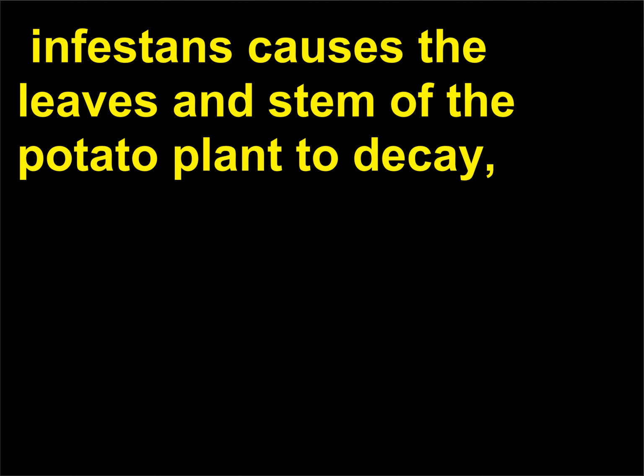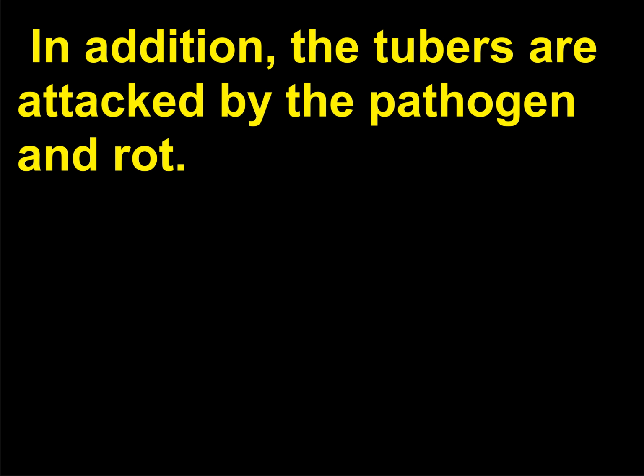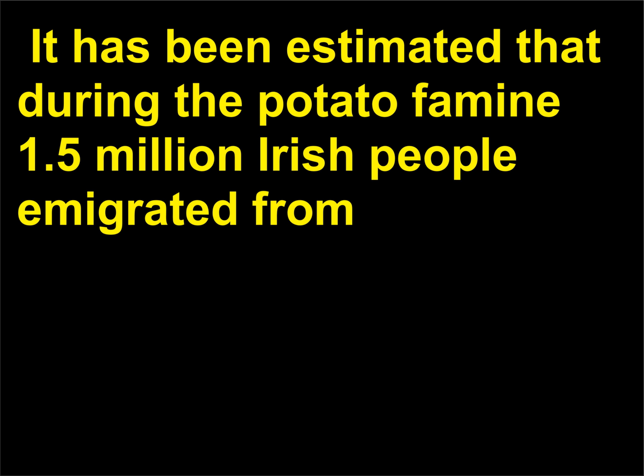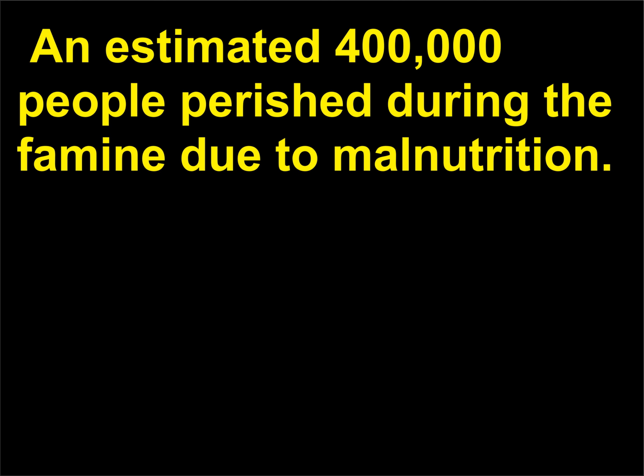P. infestans causes the leaves and stem of the potato plant to decay, eventually causing the tuber to stop growing. In addition, the tubers are attacked by the pathogen and rot. It has been estimated that during the potato famine 1.5 million Irish people emigrated from their country and moved to various parts of the world, but most immigrated to the United States. An estimated 400,000 people perished during the famine due to malnutrition.